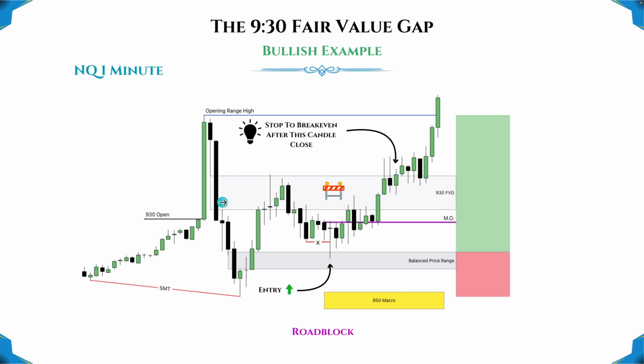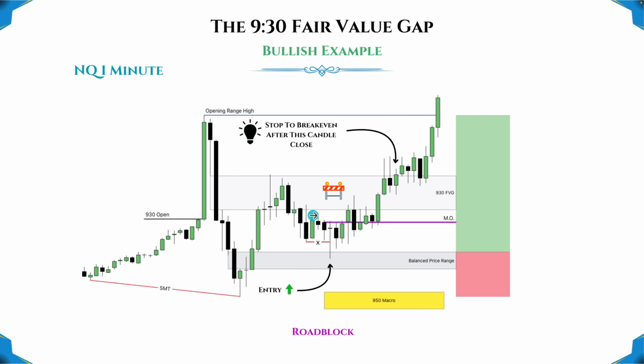Okay, price goes lower, uses the 930 fair value gap, but look at right when we enter the 950 macro. Right here, this purple line is your macro opening price. Price goes below, sweeps this low, referring to a discount inefficiency. So this can be an entry here, your balanced price range. And then we expand higher, and right here, close above the 930 fair value gap.